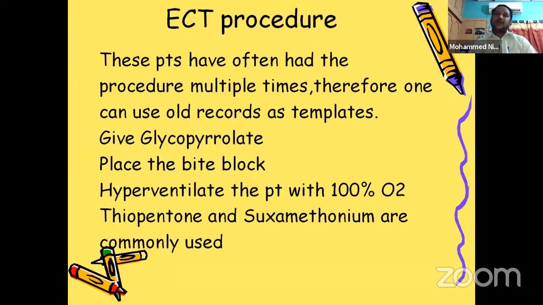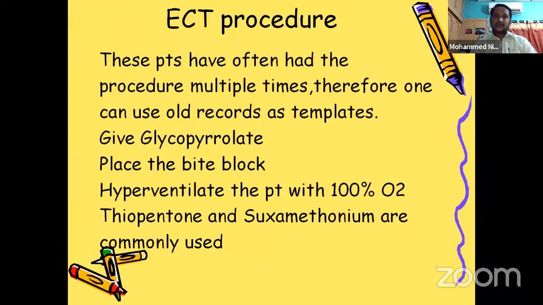Usually these patients have had the procedure multiple times. So if you have a look at their file or history, you'll come to know how many times the patient has undergone the procedure, and whether any untoward event has happened in the past during these procedures. These old records are quite useful.